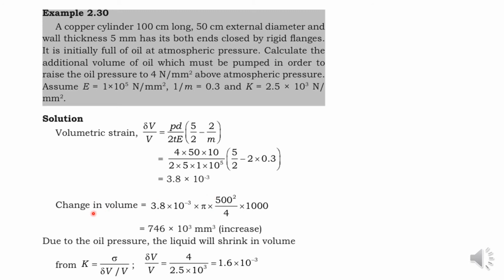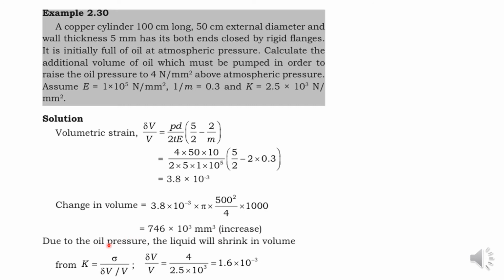Now how will you find the change in volume from delta V by V? Change in volume is equal to volumetric strain into original volume, that is 3.8 into 10 raised to minus 3 into pi by 4 d square into length, that is pi by 4 into d square, which is 500 square, into length, which is 100 centimeter, that means 1000 mm. So the change in volume obtained is 746 into 10 raised to 3 mm cube. So this much volume is increased while the pressure increases from atmospheric pressure to 4 Newton per mm square.